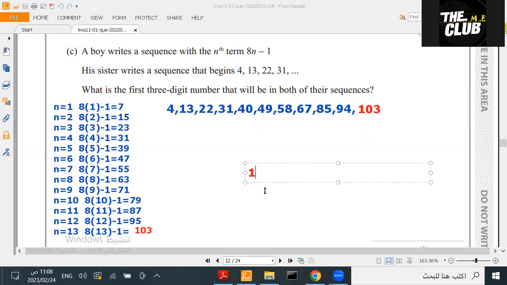So the answer is 103. We make it big so we can see it here. And this is the answer of question 20C.